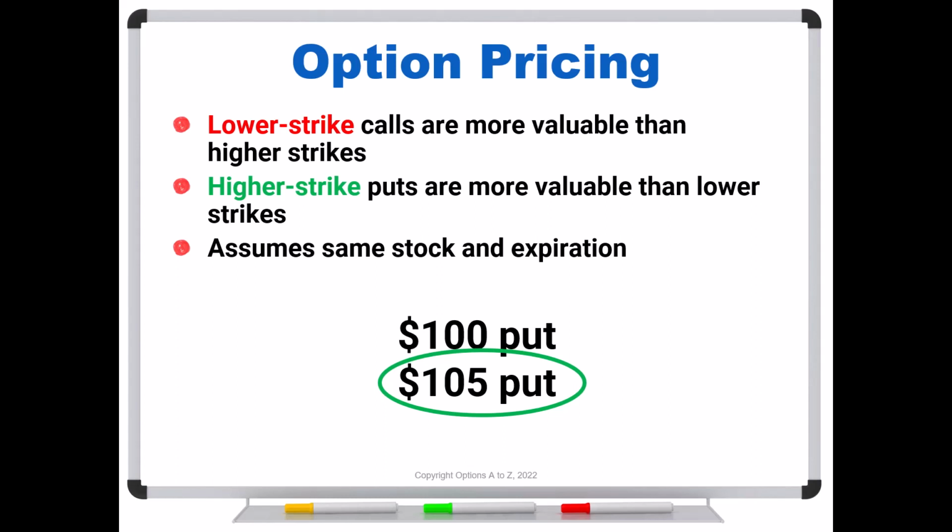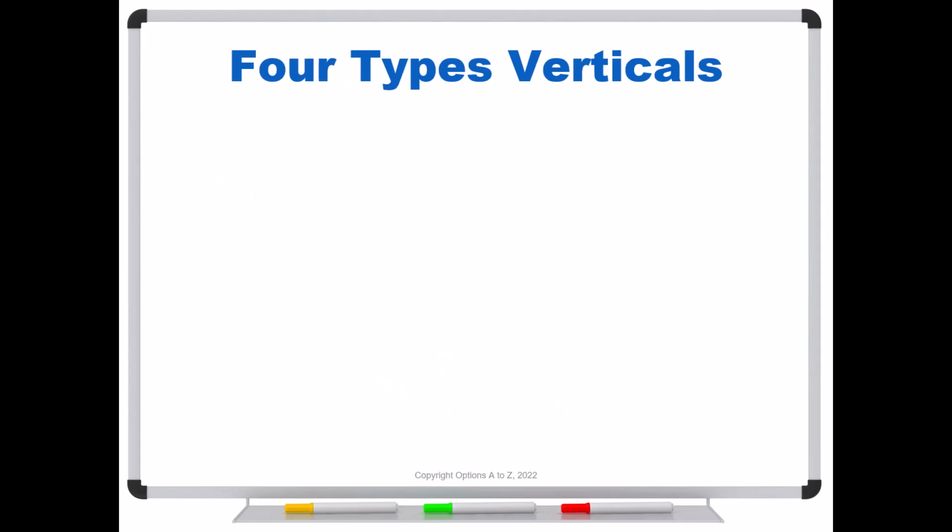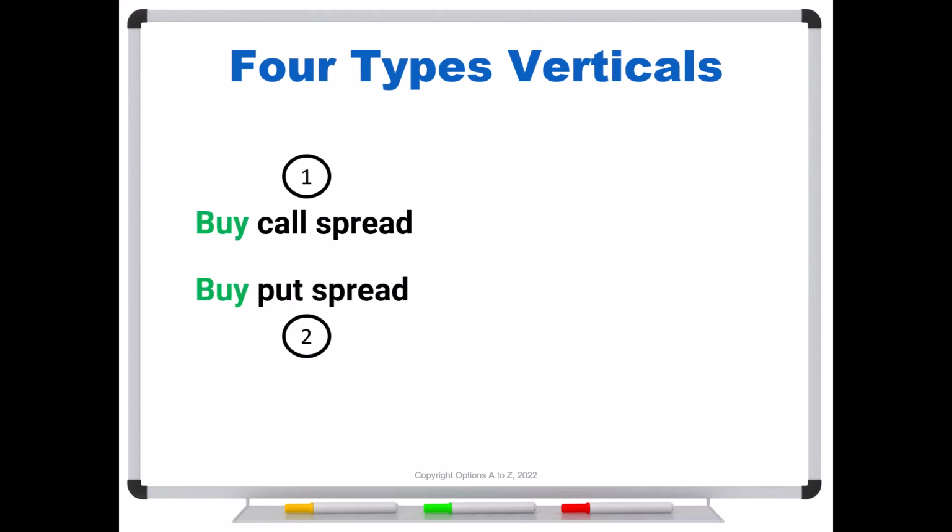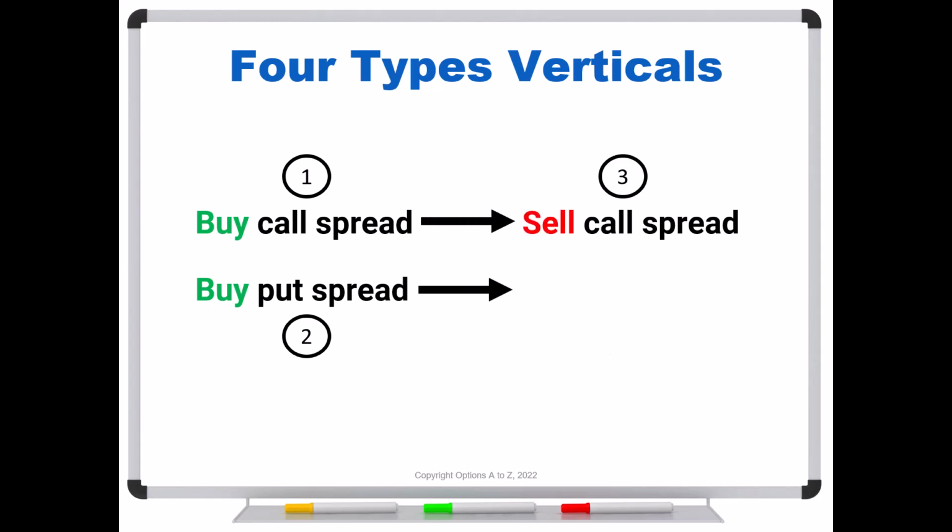So those are the 2 basic pricing principles that you always need to refer to when you are talking about vertical spreads. So let's now take a look at the 4 types of verticals. You can either buy a call spread, you can buy a put spread, you can sell a call spread, and then you can sell a put spread. Those are the only 4 types of vertical spreads that you can do.